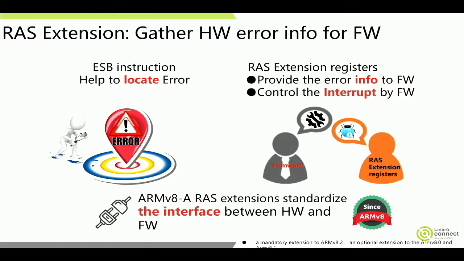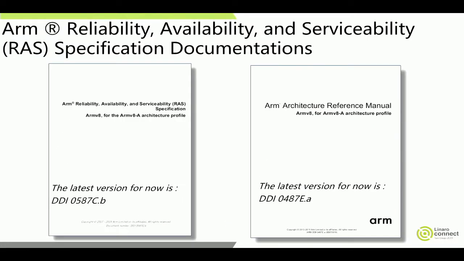It also provides a standardized interface between the hardware and software. If you want to learn more about the RAS extension, there are two documents you need to download. One is the RAS specification document, and the other is the architecture reference manual. These two documents can help you really understand the RAS extension hardware.